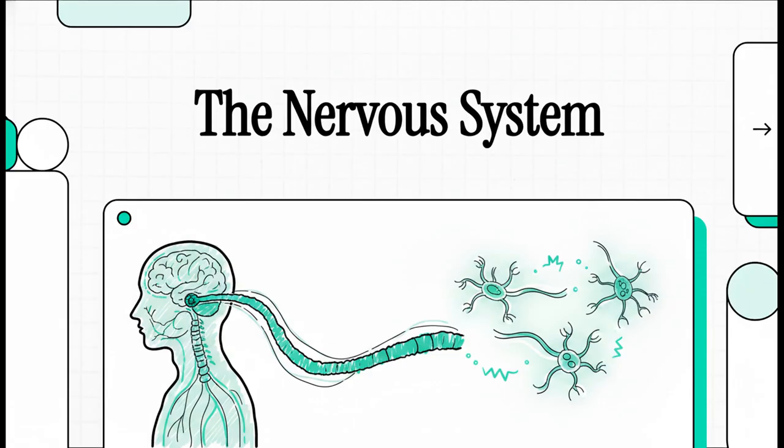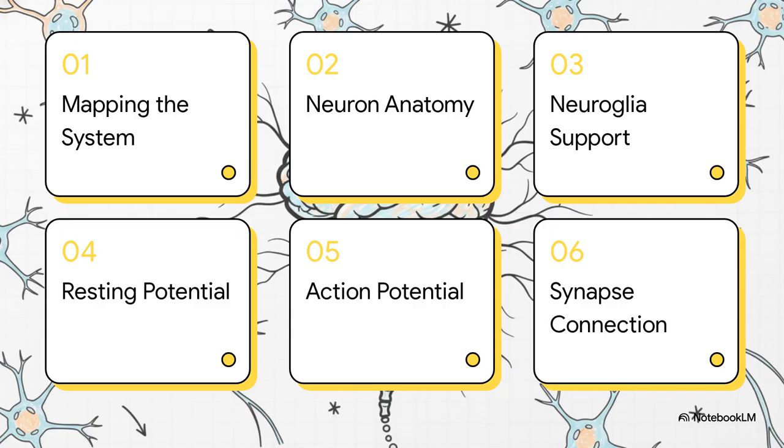It's this incredible system where biological tissues seamlessly generate and conduct electricity to coordinate every single thing you do. So, let's dive right in. Here's our roadmap for today. We'll be mapping the nervous system, checking out neuron anatomy, meeting the support staff, the neuroglia, and then diving into the resting potential, the action potential, and finally the synapse connection.